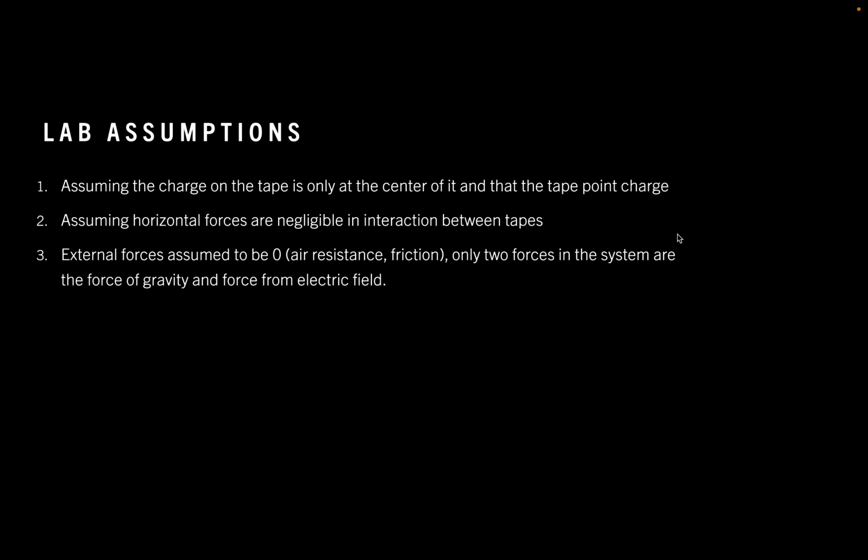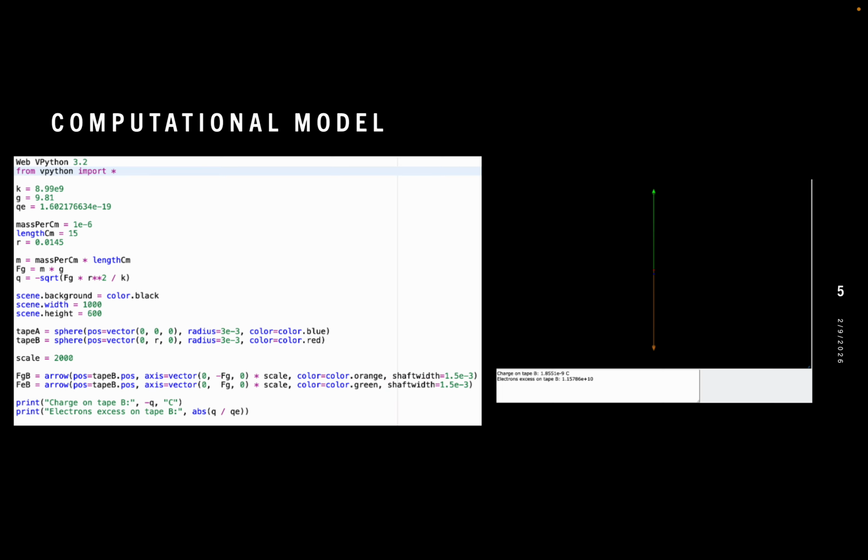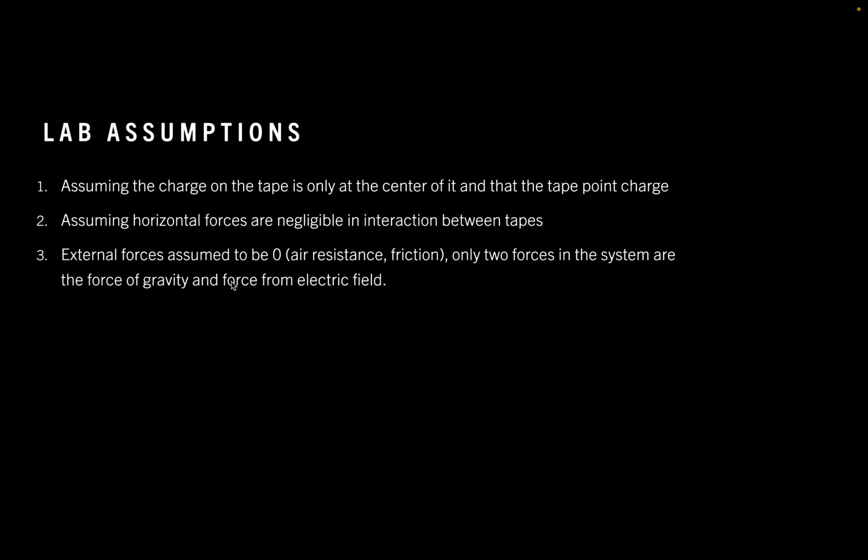Moving forward to our lab assumptions and room for error, we assume the charge on the tape is only at the center of it, and that the tape is a point charge. But in reality, the tape could have a mass, and the tape could be not uniformly charged, so that would cause some level of differentiation. We also assume the horizontal forces are negligible in the interaction between the tapes. As you can see from the Python model and our calculations, we only really worried about the vertical components of the force. Finally, we assume other external forces such as air resistance and friction are all zero, and that the system is isolated, which actually may not be the case.